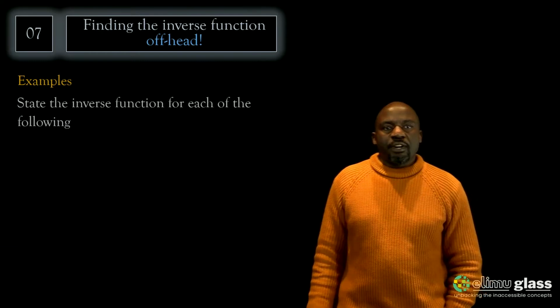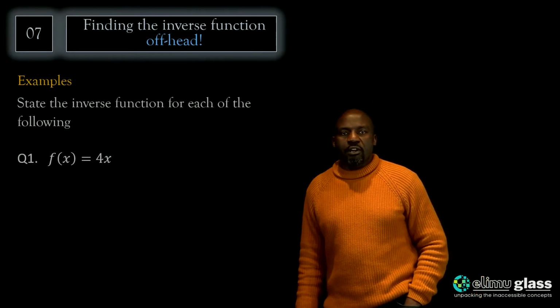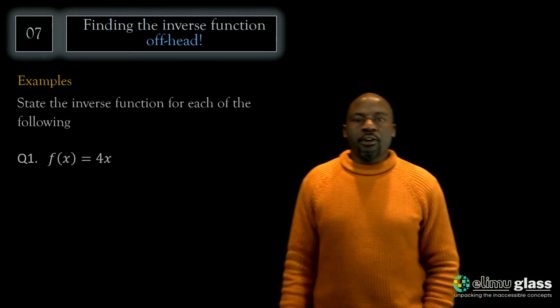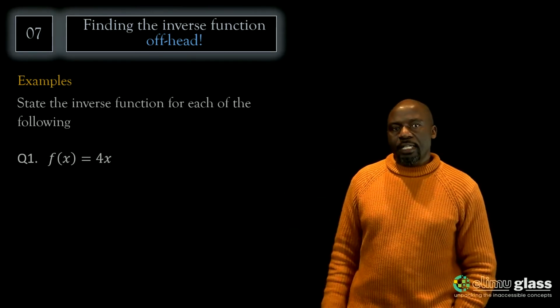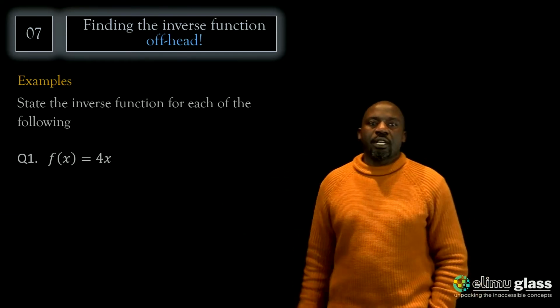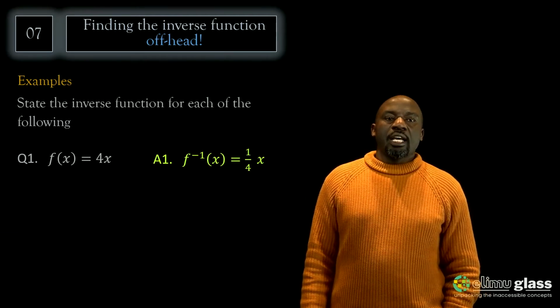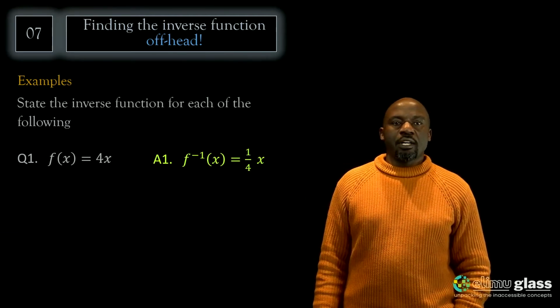Example: state the inverse function for each of the following. So what's the inverse of 4x? This should be straightforward. There is only one operation, and that is multiplication by 4, and so the inverse has to be division by 4. So the inverse of that is x divided by 4, or a quarter of x.